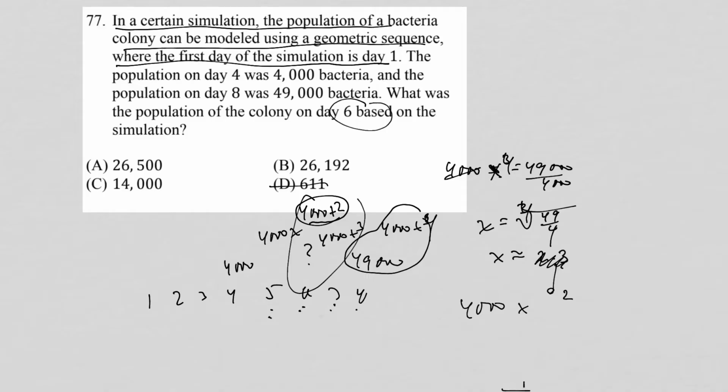To do the 4th root on the calculator, I'll do 49 over 4 in parentheses, and I'll raise it to the 1/4 power. There's also a 4th root or xth root thing. So it's actually 1.87. And 4,000 times that square is 14,000.